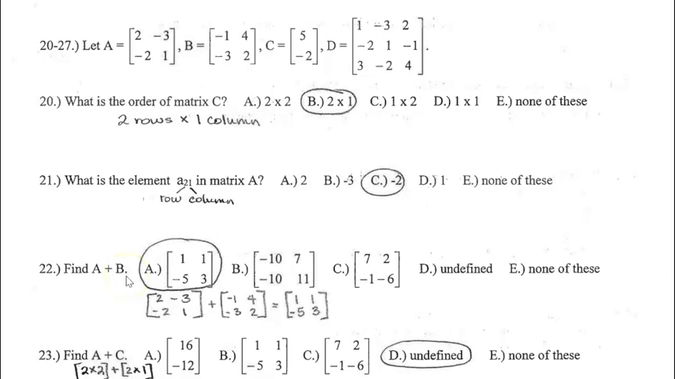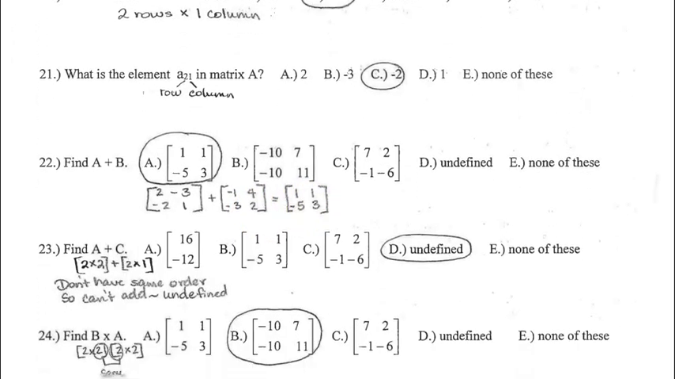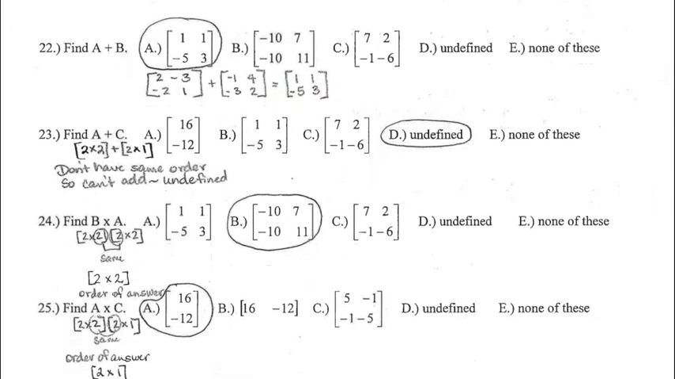It's actually really fast and easy to do without your calculator because all I have is matrix A plus matrix B. I'm just going to say 2 plus negative 1 is 1. Negative 3 plus 4 is 1. Negative 2 plus negative 3 is negative 5, and 1 plus 2 is 3. But I'll show you how to do that in your calculator in just a second as well.